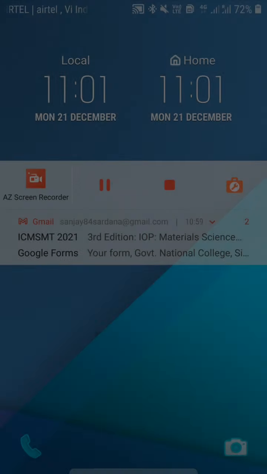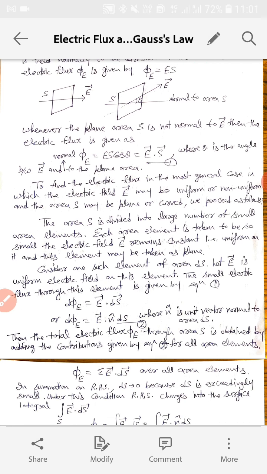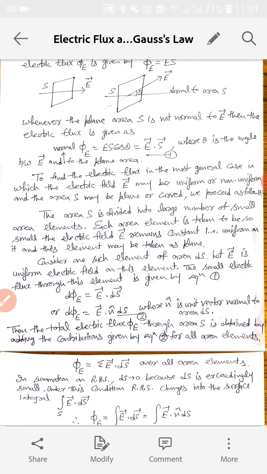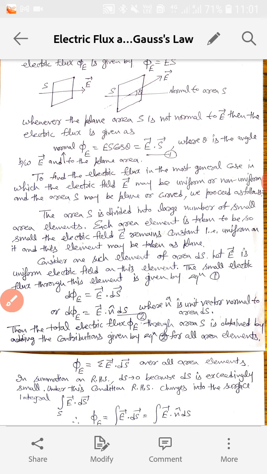So consider one such element of small area dS. Let E be the uniform electric field on this small area element dS. So the small electric flux through this area element will be given by d phi E equals E dot dS, which can be rewritten like this: d phi E is equal to E dot n cap dS, where n cap is the unit vector normal to the area dS.